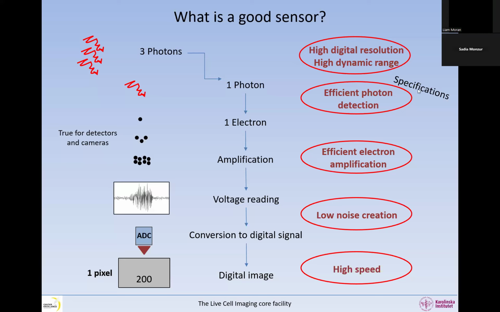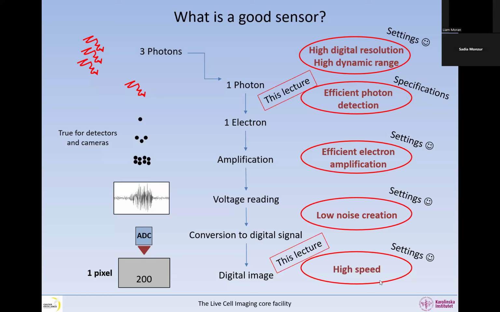So if you already have a camera or a detector, you're stuck with whatever the specifications of this sensor are. However, everything else can be influenced by the settings. And therefore, this is what we're going to consider now. So in this lecture, we're going to talk about speed a little bit, and then about the efficiency of photon detection. And then later we will talk about the others.